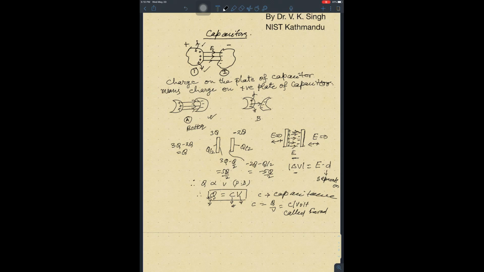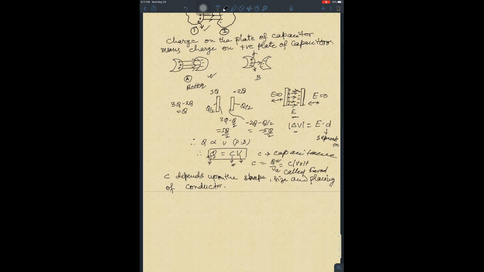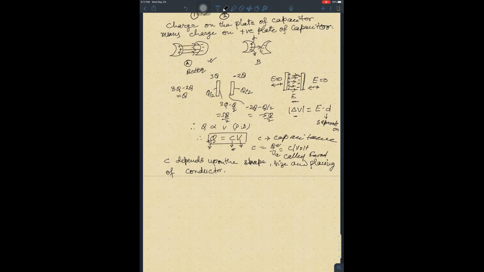One thing is also important to understand: C does not depend upon Q, and C does not depend upon V. If you increase Q, V will also increase in the same proportion, so this remains constant. So C depends upon the shape, size and placing of the conductor. We are talking about parallel plates. Now our discussion will be on parallel plate conductors only.